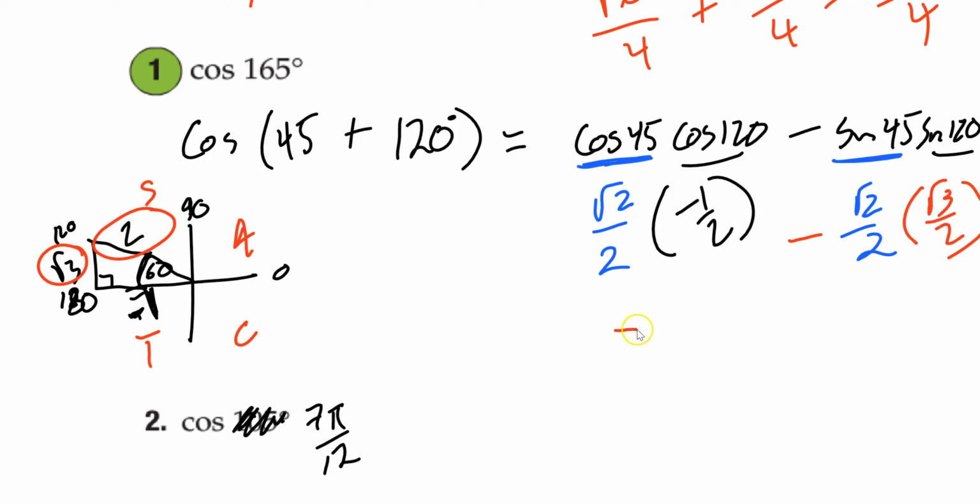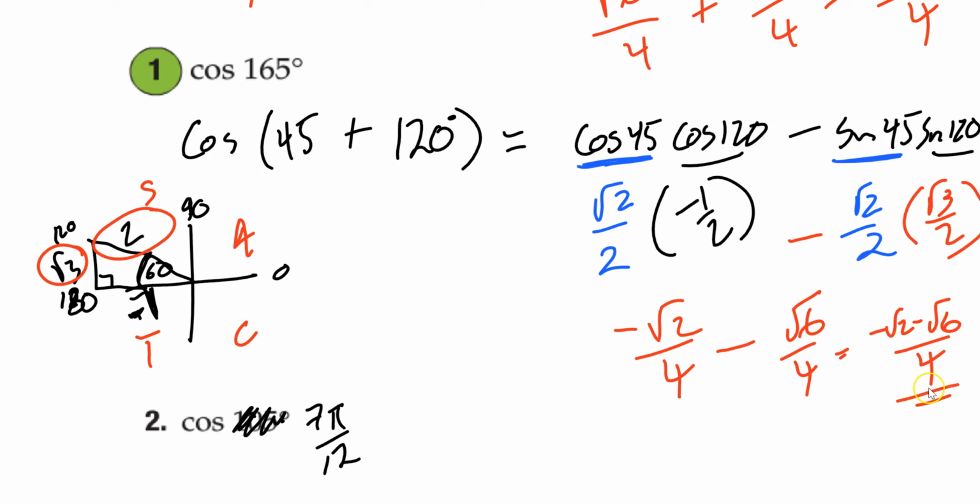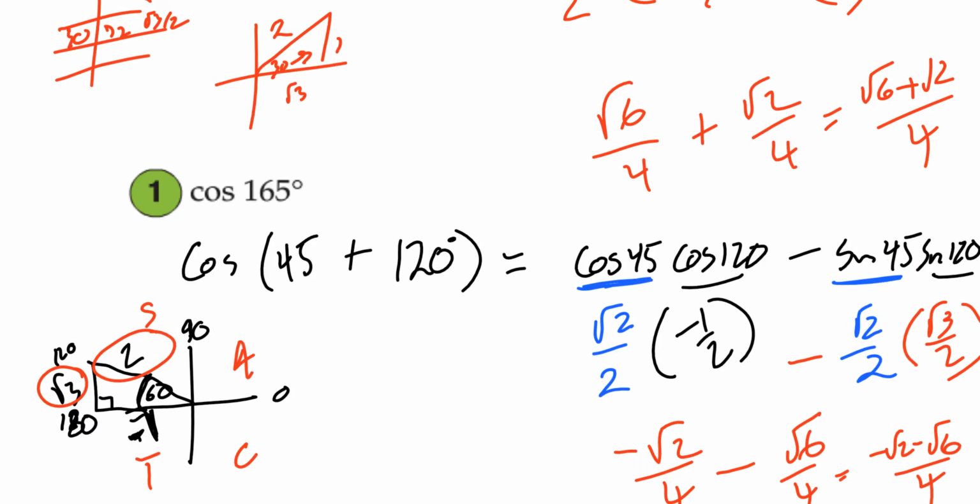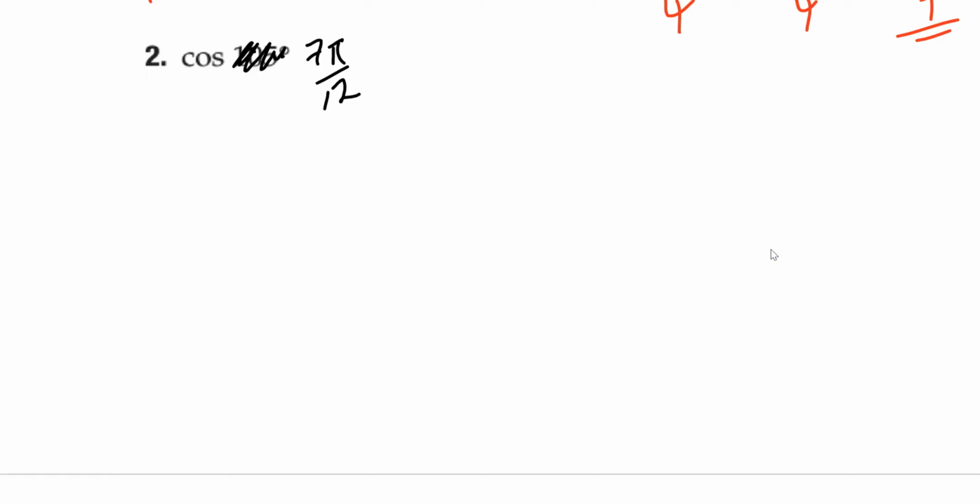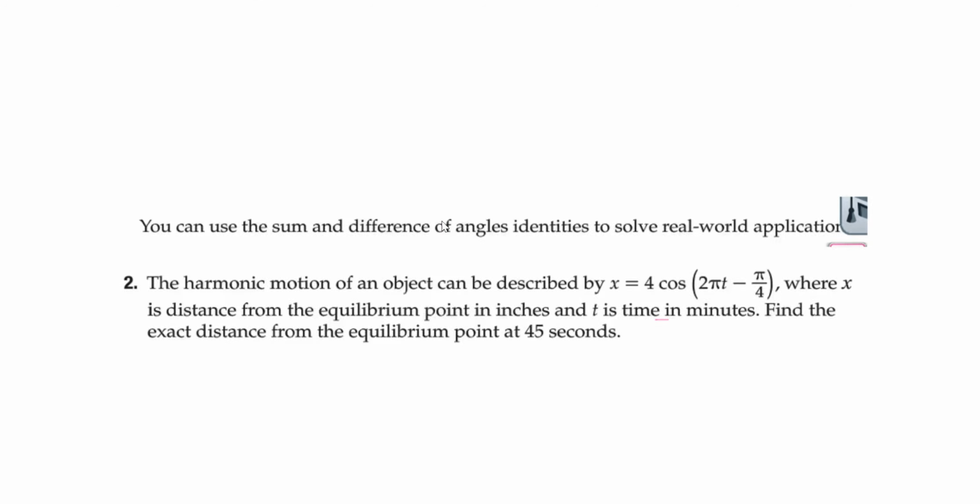Do a little mathematics, negative rad 2 over 4 minus rad 6 over 4, and I get negative rad 2 minus rad 6 over 4. If you notice, they're all pretty much the same answer, just different signs, but that's kind of the way it is. Let's do one more of these, and then we'll move on to the next thing.